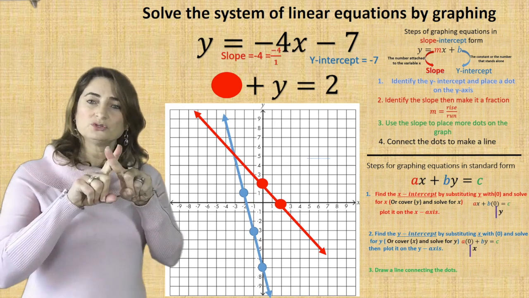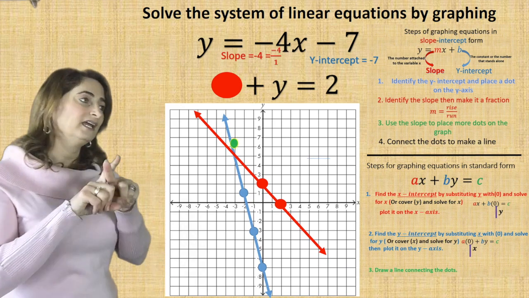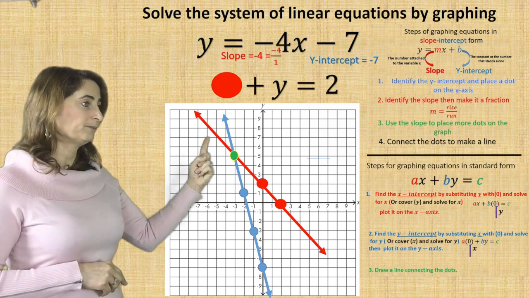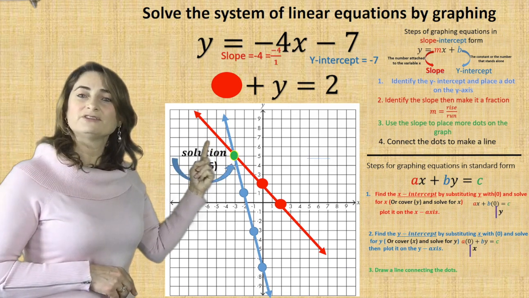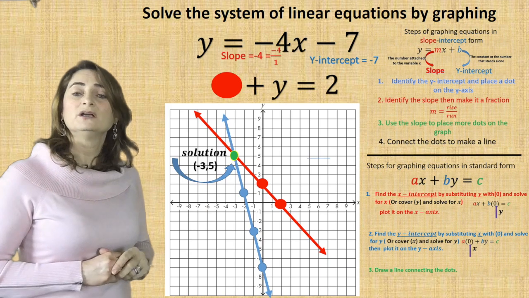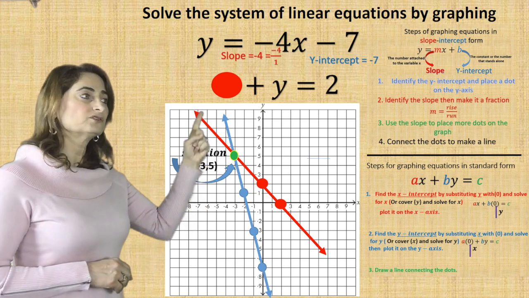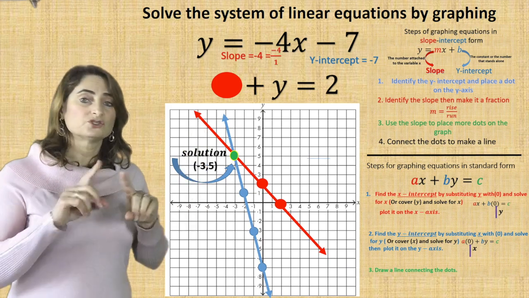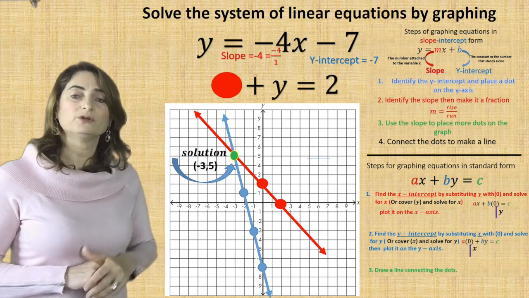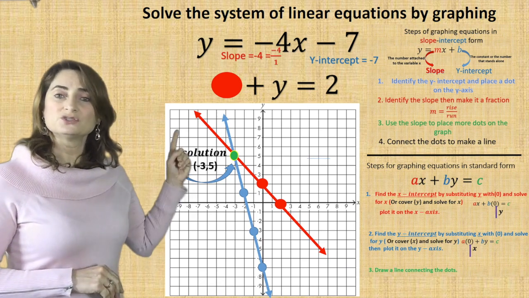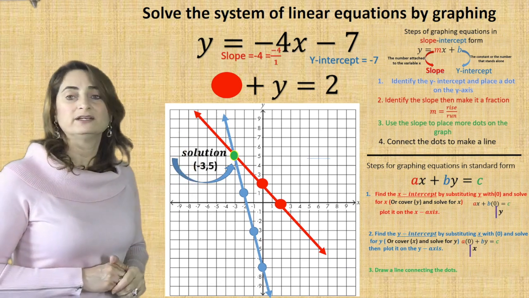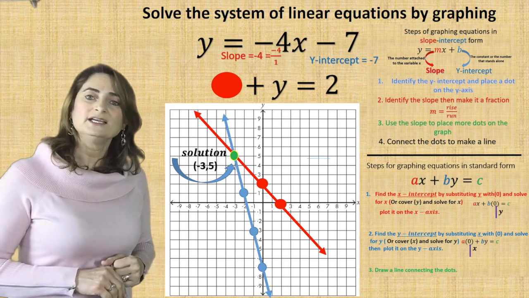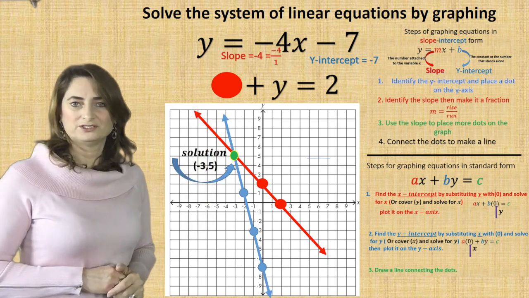Watch how those two lines intersected at a point, which is the green one. So this ordered pair, negative 3, 5, is the solution. And there's only one solution because they met at one point. Those two lines intersect at one point, which is negative 3, 5. So the solution will be negative 3, 5. You can check and see if it works for both equations.